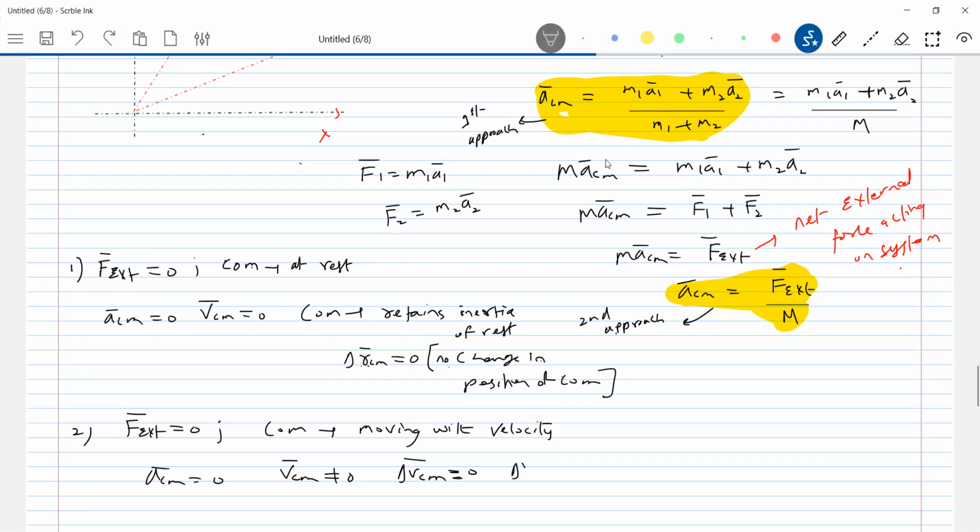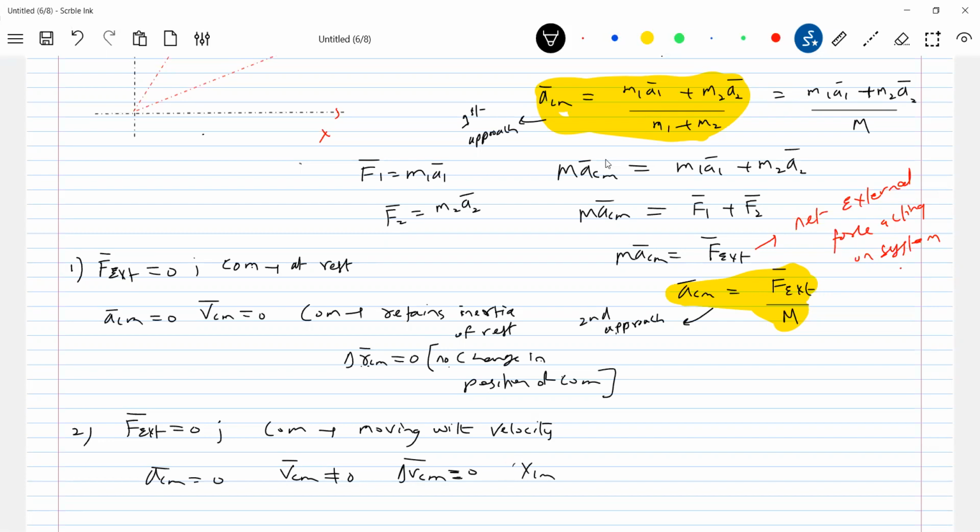What will happen to delta XCM, or delta RCM? Yes, as the center of mass is having uniform velocity, the position will shift. The center of mass will get displaced here.